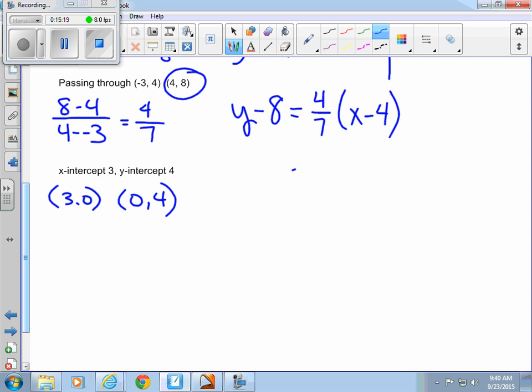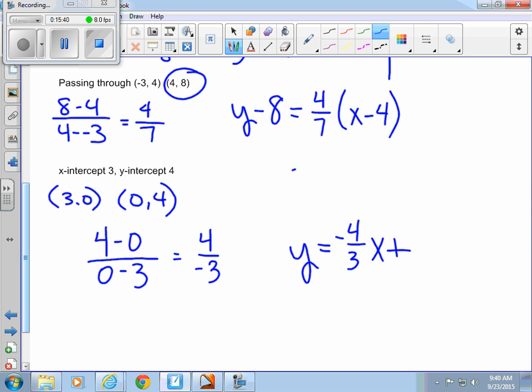So I have a point right now, the y-intercept, and I can find a slope by doing y2 minus y1 over x2 minus x1. And then I can use slope-intercept form. What is my b? 4. How do you know it's 4? Because that's the y-intercept. Could I use point-slope form? I could. It should give me the same answer.